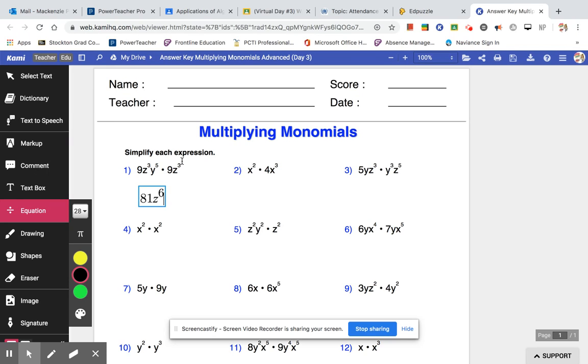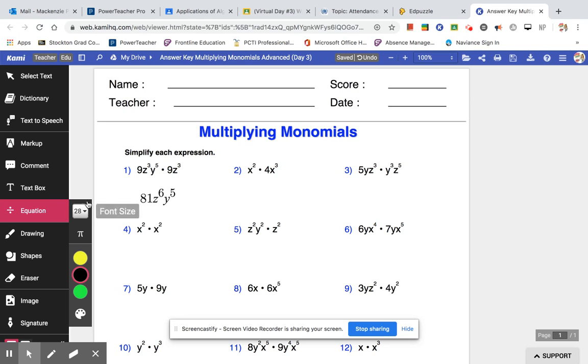And our last base is the y. Notice that there's no other y's in the problem, so I just keep the exponent of 5. And a reminder, in order to type those exponents, all I did was do the shift and 6, and it allowed it to rise above your base. So that will be my answer for number 1.